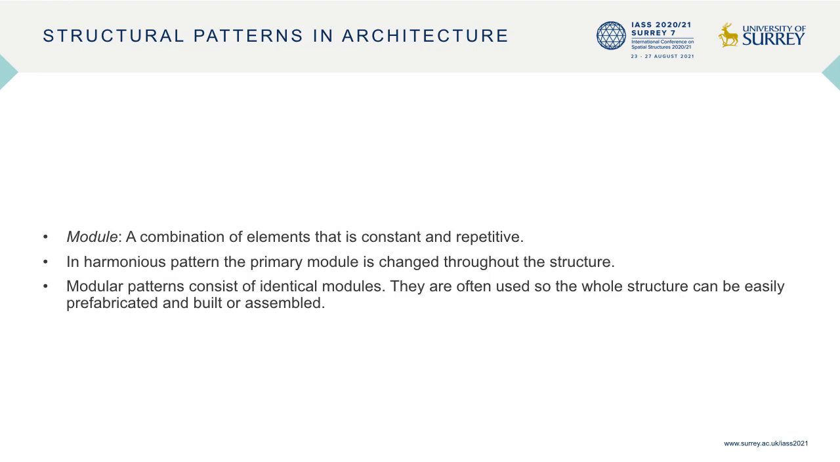A module is a combination of elements, like a triangle, that is constant and repetitive, meaning that it won't change its shape within the structure. If a polygon is used as the basic element of structure in parametric design, it can change its shape, angles, and scale, for example, based on the disposition of stress in the design structure. In structural design, it means that as the final product, the structure can be comprised of identical members or self-similar ones. Modular patterns are often used so the whole structure can be easily prefabricated and built or assembled.